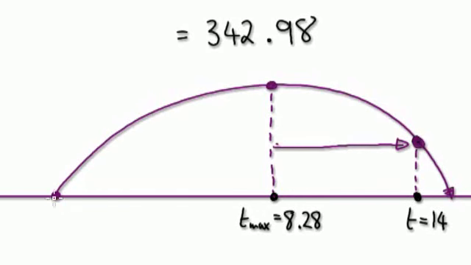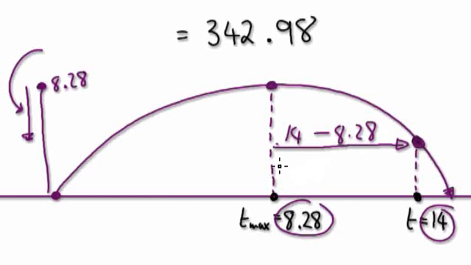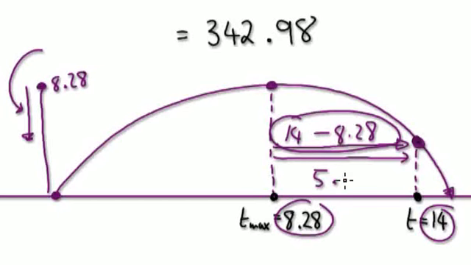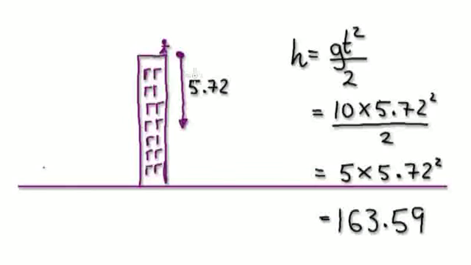Basically, remember that the time it takes to get to its maximum height is 8.28, and then it's going to free fall. The question is, how long is this free fall? Well, that's given by this 14, take away this time here, 8.28. So jump to your calculator to work this out. That would be 5.72. Okay, so we are going to free fall for 5.72 seconds.